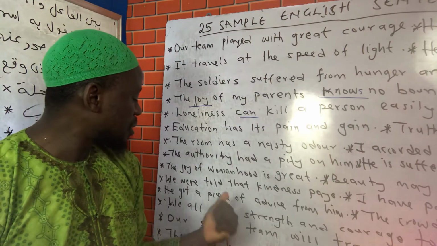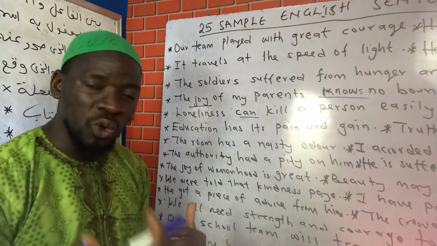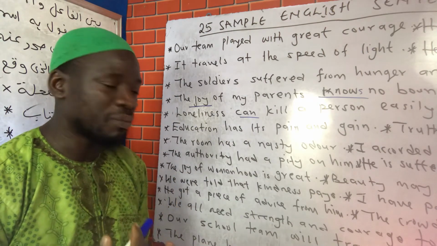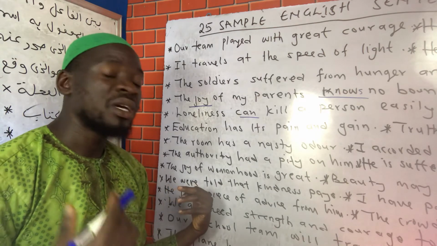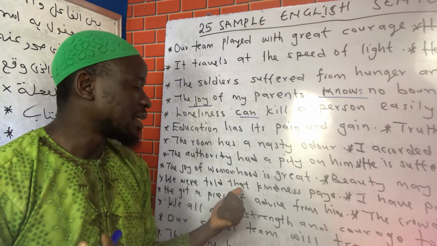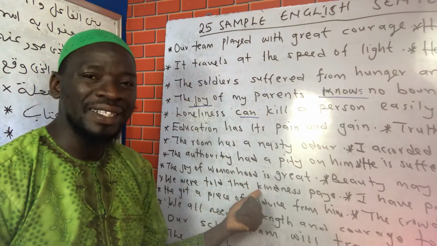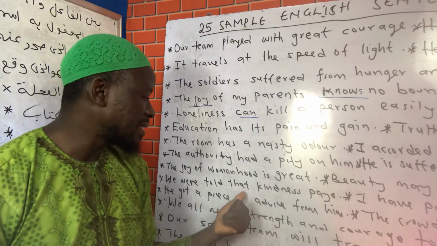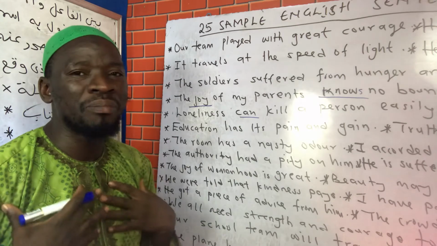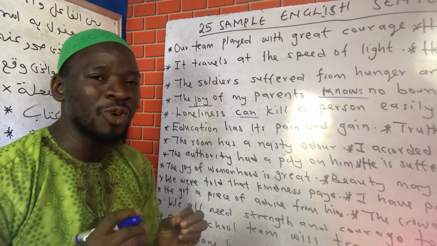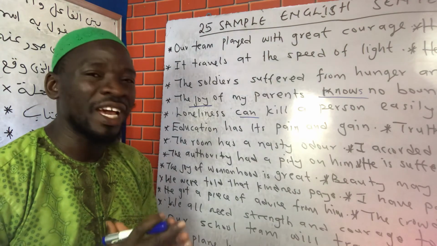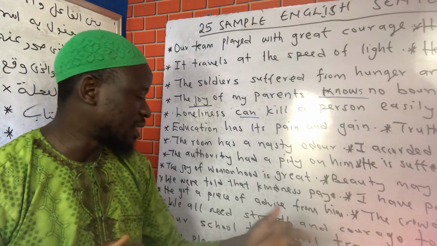Then the other one, we were told. We is the subject of the sentence, which is the personal pronoun. Were, that is the auxiliary verb. Told is the lexical verb. That kindness pays. Kindness pays. Then I have pains all over my body.